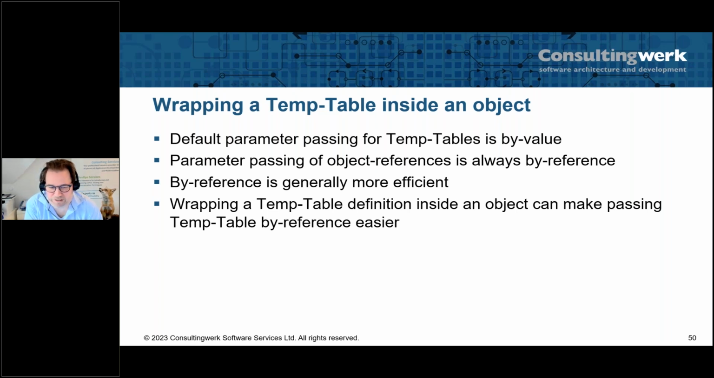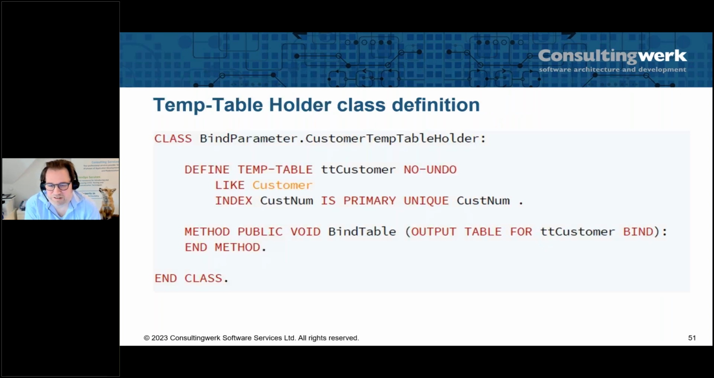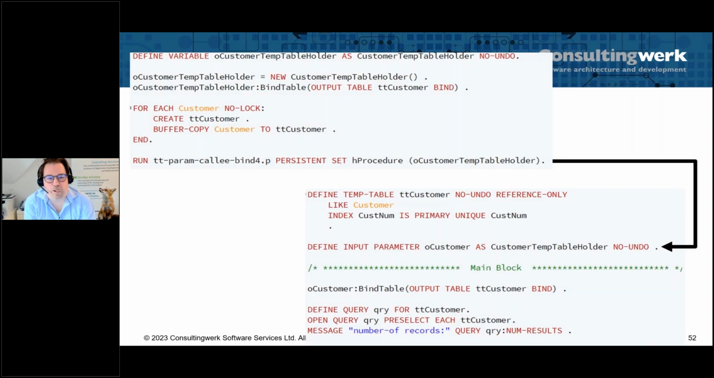And now we can create an object that basically just wraps a temp table definition. All that is in this object is this: I define the temp table, and I have a single public method, bind table, that provides the TT customer as an output parameter bind. So now can I use this, for instance? On the top left I have a program that creates an instance of this customer temp table holder and then calls the bind table method of that object instance with the output table TT customer bind.